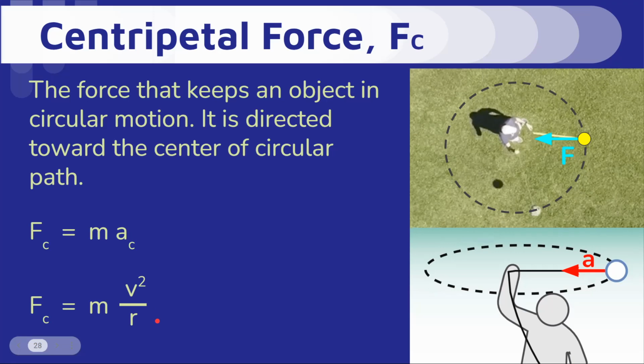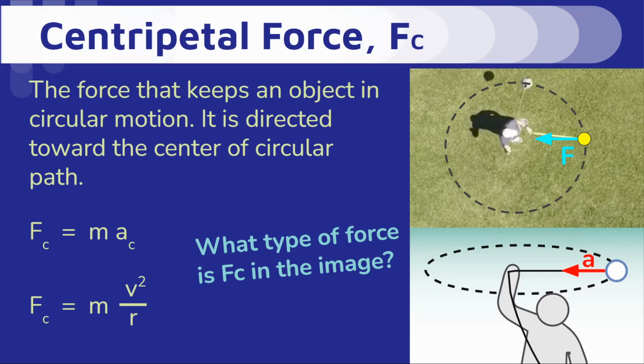So we have a couple of equations that we can use depending on what information we have. We've got so far three of them that you can look at. Again, centripetal force is the force that keeps the object in circular motion. It is directed toward the center of the circular path. What type of force is my centripetal force in this example? What force is pulling inward on my ball? Tension. Again, it's going to be some type of force. It's not its own type of force, but my tension here would be my centripetal force.